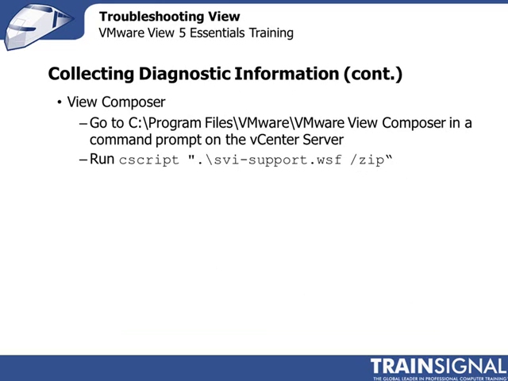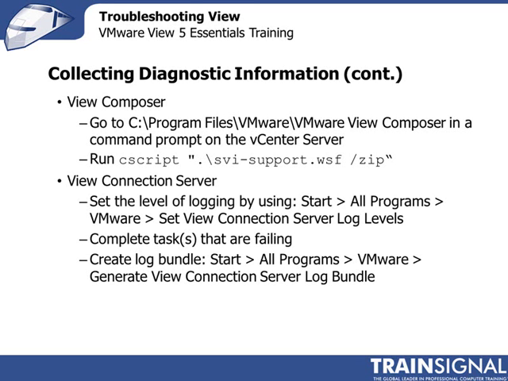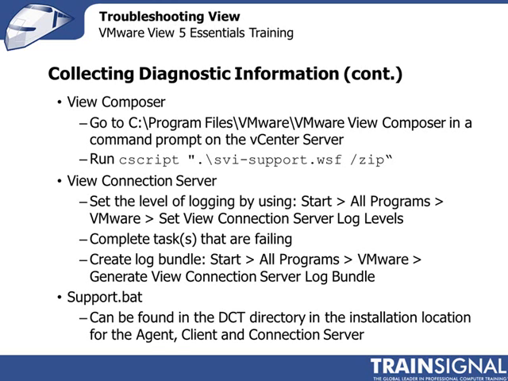On your vCenter server, to collect diagnostic information for View Composer, you'll have to go under the Program Files for View Composer in a command prompt and execute cscript utilizing the svi support.wsf command with a /zip flag. On the connection server, you'll first need to set the proper level of logging that you want to collect. Complete any task that happens to be failing, and then you'll be able to generate the log file bundle using a Start Menu program. Finally, you can use the support.bat file that can be found in the DCT directory in the installation location for the agent, client, and connection servers.